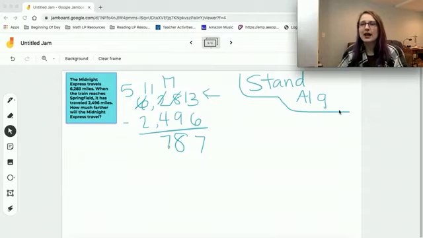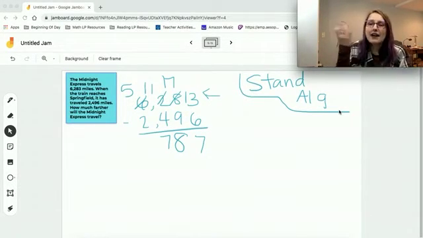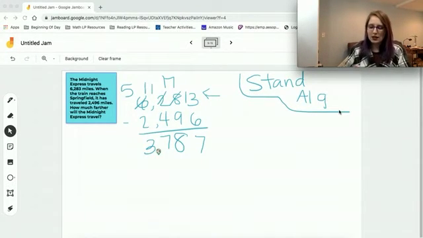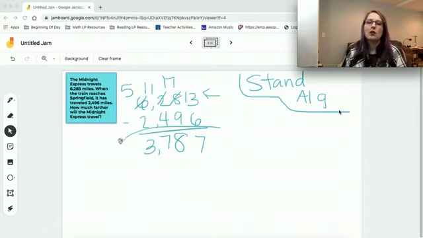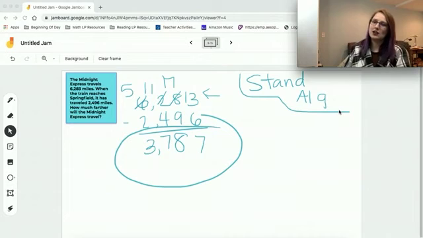And now the last place value I need to subtract is the thousands place value, 5 minus 2. I think that's the easiest one because you don't have to regroup. 5 minus 2, I know, is 3. And so my answer is, once again, 3,708. Oh, sorry, let me say that again. 3,787. There we go.